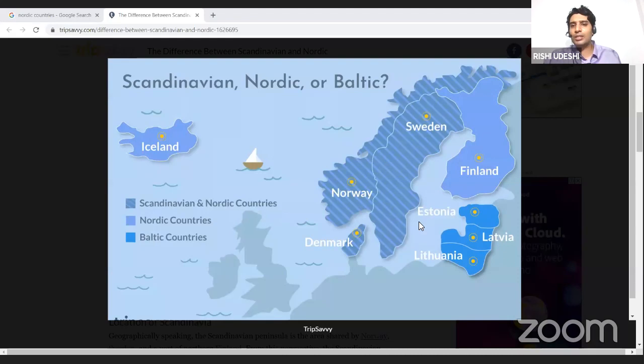And Baltic countries means this is basically the Baltic Sea. These countries are on the Baltic Sea. Whichever countries are around it, for example Denmark, Sweden, Finland, Estonia, Latvia, Lithuania, all these countries are around the Baltic Sea. So they are the ones who come under Baltic. Fine. So this is about Nordic, and this is about Baltic.